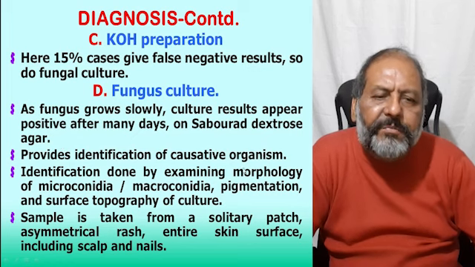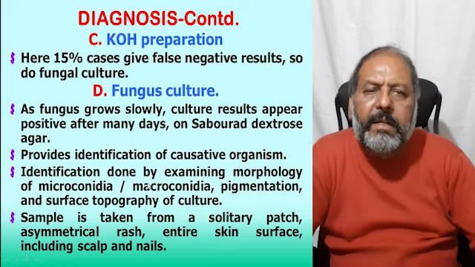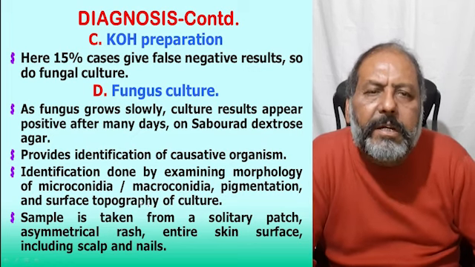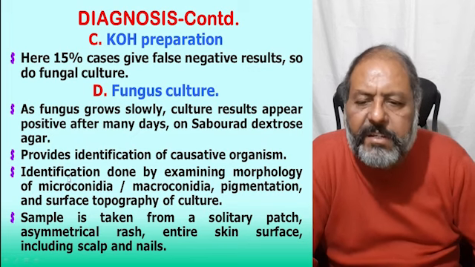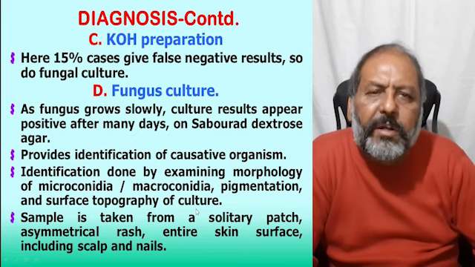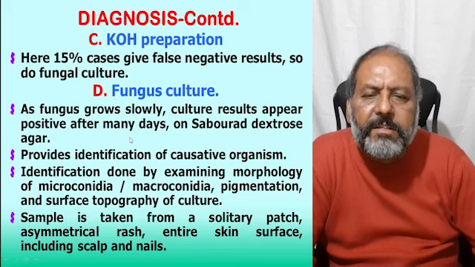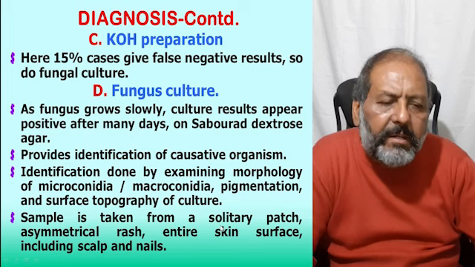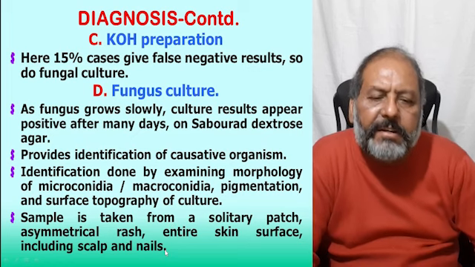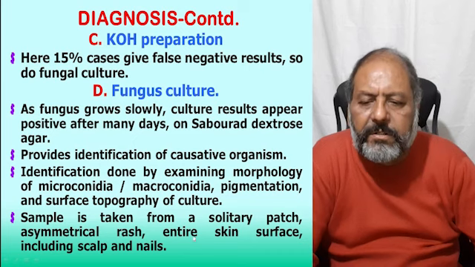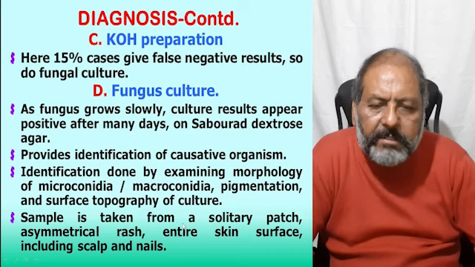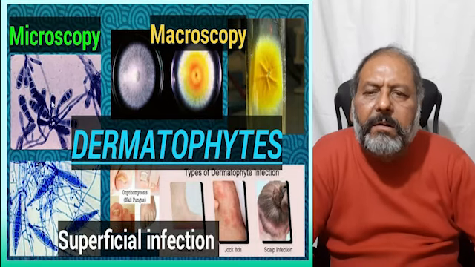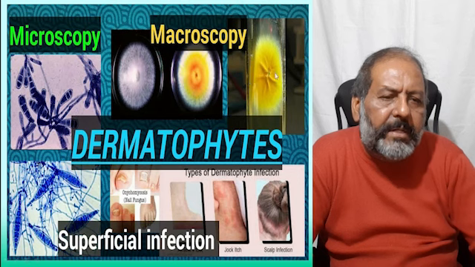It provides identification of the causative organism, and identification is done by examining the morphology of the microconidia, macroconidia, pigmentation, and the surface topography of the culture, that is the surface nature of the culture. Sample is taken from a solitary patch, asymmetrical rash, and the entire skin surface, including scalp and nails, can be used for the fungus culture. And here one can see the fungus as it appears.